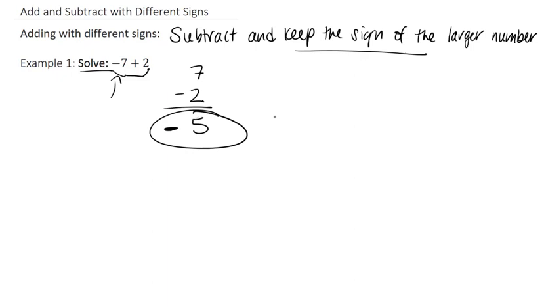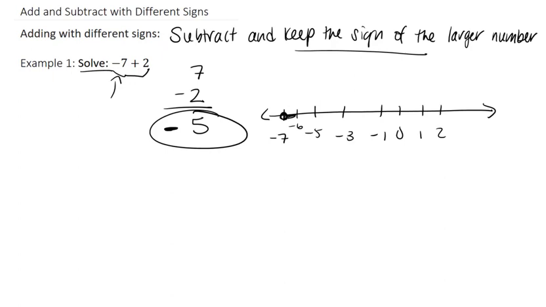Another way to look at this, if you were to think of this on a number line, so we have -7 here. We'll go up in increments of 1, and so on. When we start at -7 right here, we're going to add 2. So we're going to go over 1, 2, and we end up here at an ending point of -5. So that's kind of like what we did, if you were to look at it in a different way.